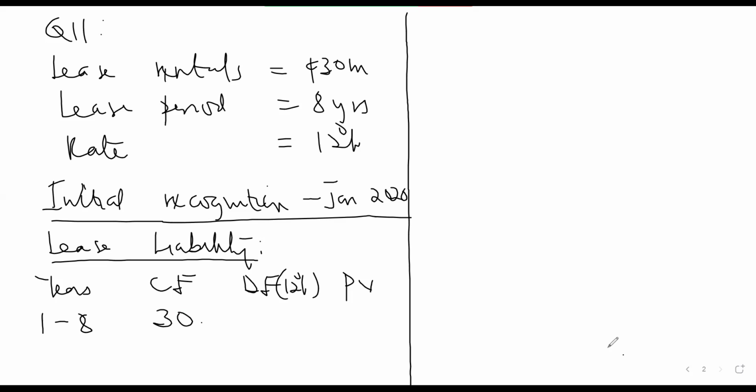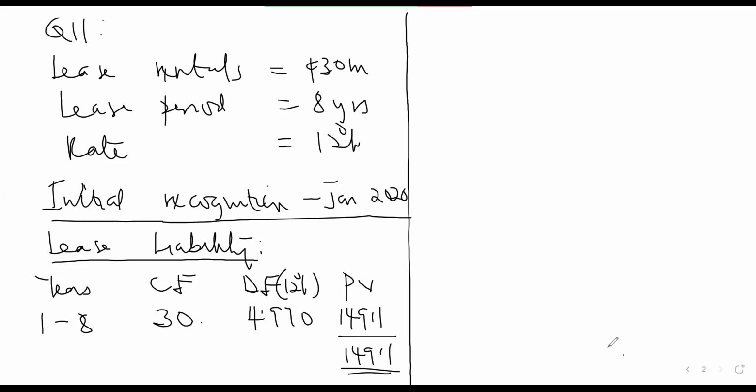All right. Let's go to annuity for 8 years, 12%. What are we getting? 4.97. Okay. If you multiply, 149.1. So this is the lease liability.